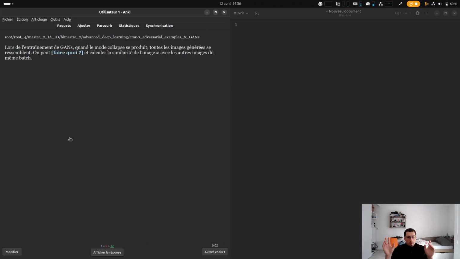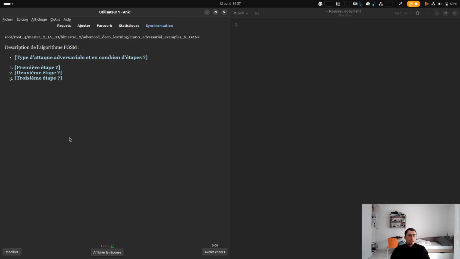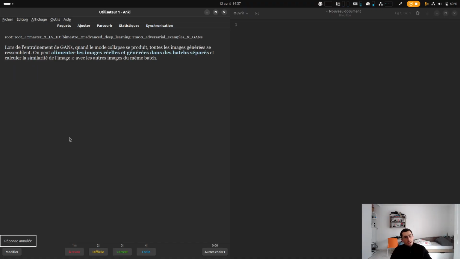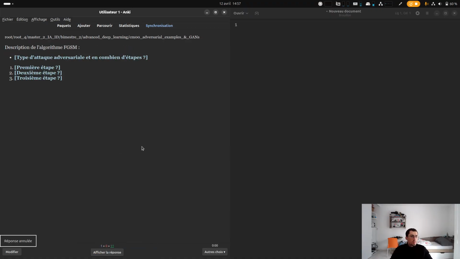So if mode collapse happens, we feed real images in a batch and generated images in another batch, so that way we can count how close to one another images are. We had this question yesterday again, when I clicked on it. That's weird.